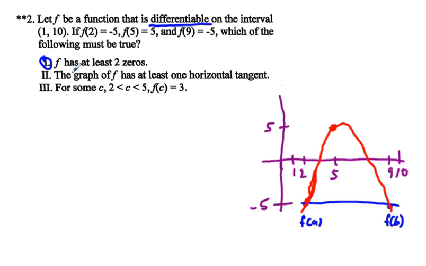Second, the graph of f has at least one horizontal tangent. Well, according to Rolle's theorem, we're going to have a value c, and according to the drawing, it's up here. So we have c up here, and our horizontal tangent right like this.